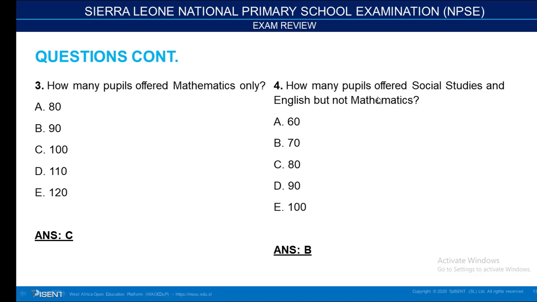Sorry. Number 4. How many people offered social studies and English but not mathematics? We'll go again. How many people offered social studies and English but not mathematics? Look at our options. A 60, B 70, C 80, D is 90, and E is 100. Remember, social studies and English but not mathematics.